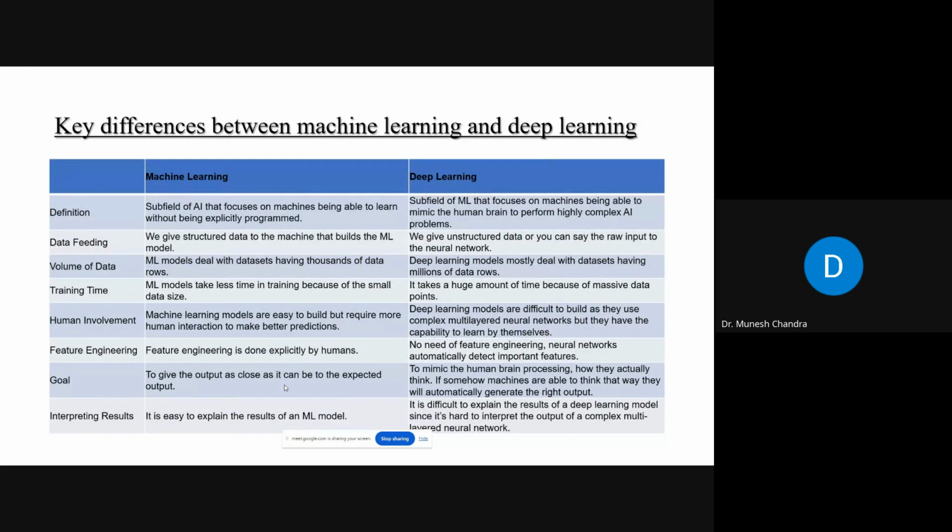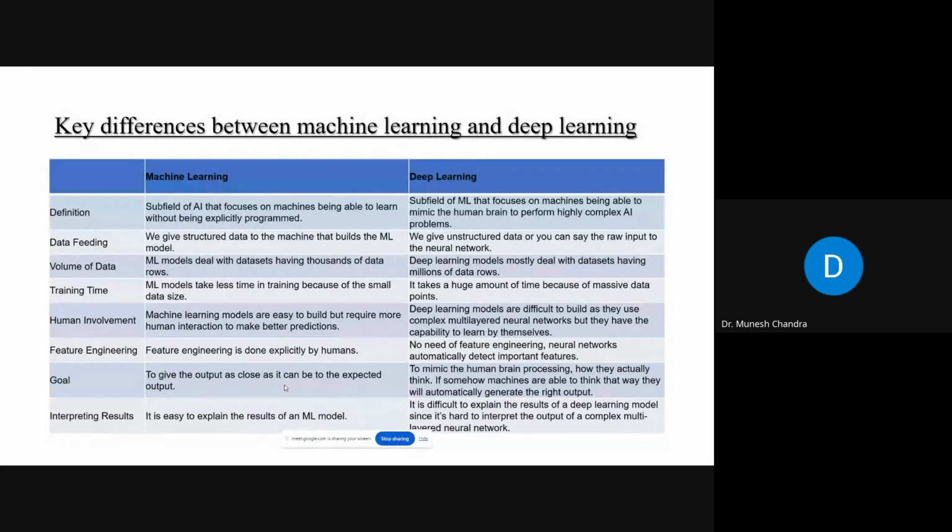Now, the key difference between machine learning and deep learning. Whenever we are talking about the definition of both, machine learning is a subfield of AI, and deep learning is also a subfield of AI, but it is a subset of ML, meaning it is inside ML only. Regarding data feeding, machine learning will give accurate output only when we feed it structured data. But in deep learning, we can give unstructured data also. We can give raw inputs also.